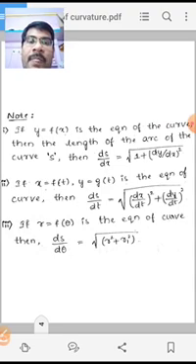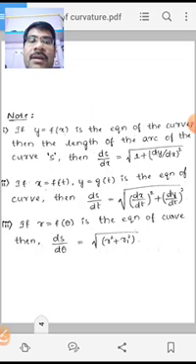The curve can be in different forms: Cartesian form, parametric form, or polar form. Suppose the curve is in Cartesian form, that is, y is equal to f of x is the equation of the curve. The length of the arc s is given by ds by dx is equal to square root of 1 plus dy by dx whole square. If the curve is in parametric form, that is, x is equal to f of t, y is equal to g of t is the equation of the curve.